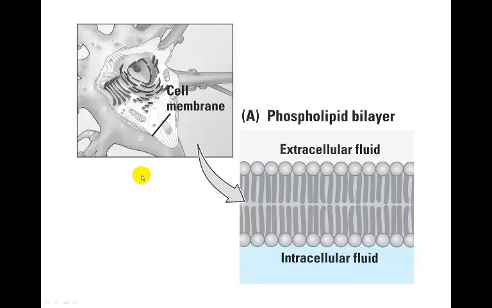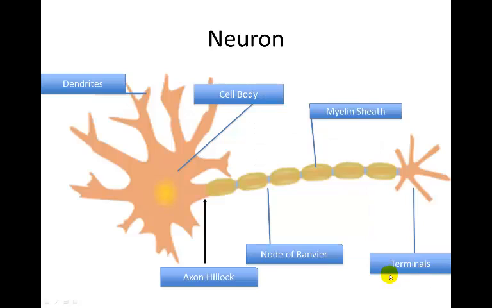A reminder too that the membrane of a neuron is a phospholipid bilayer. So it keeps certain substances outside and other substances inside the neuron. Although there are proteins that traverse this membrane, and we'll talk about some of those.